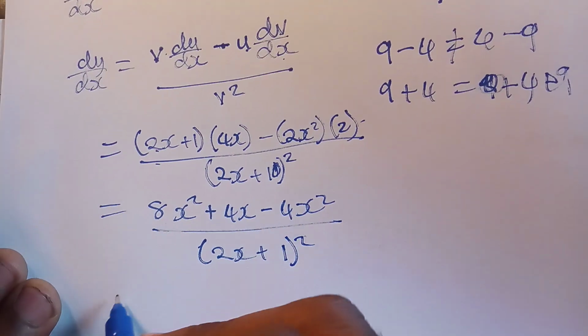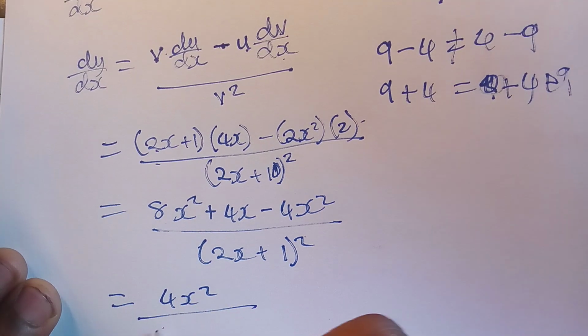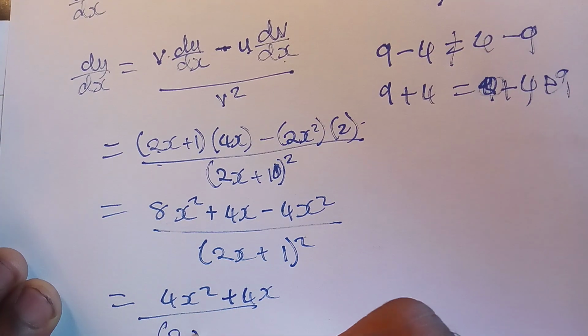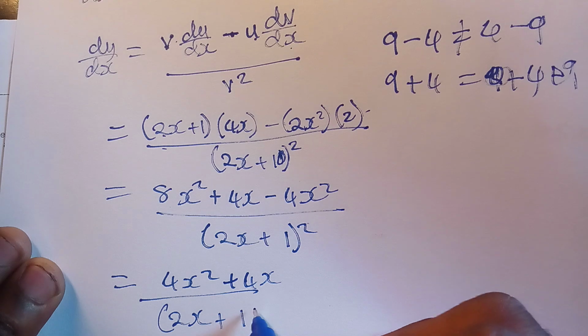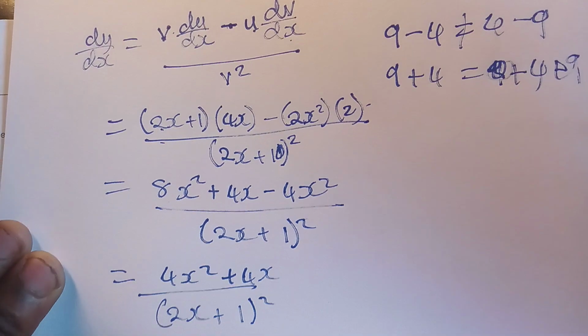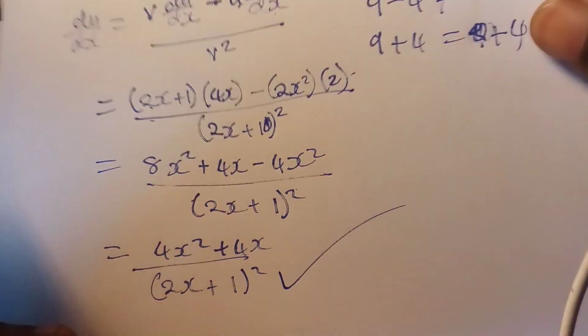Then these two are like terms, so you can say we have 4x squared plus 4x over 2x plus 1 squared. Some of you were factoring out the 4x there, which was okay, but this is enough.